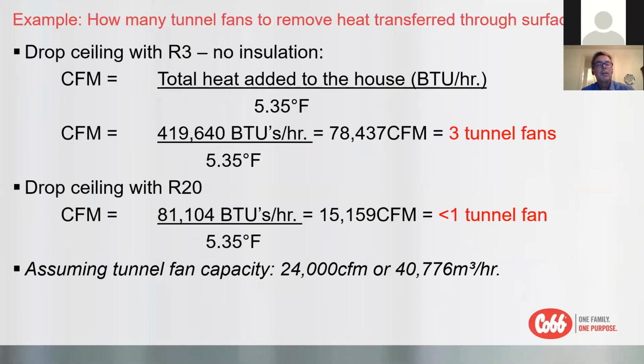So let's look at these 2 examples. What we're trying to illustrate is how much fan capacity it takes without insulation, or an R value of only 3. I'm going to need 3 tunnel fans. The example I'm using is a 50-inch, 24,000 CFM or 40,700 meters cubed per hour fan, a standard tunnel fan. The total heat coming through the ceiling without insulation is 400,000 BTUs divided by the factor of 5.35. I need 78,000 cubic feet per minute.